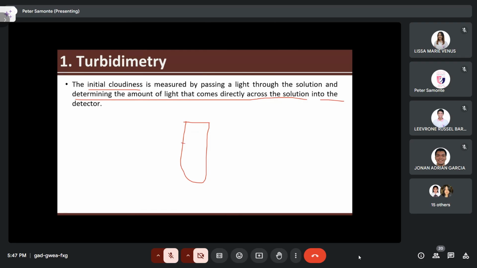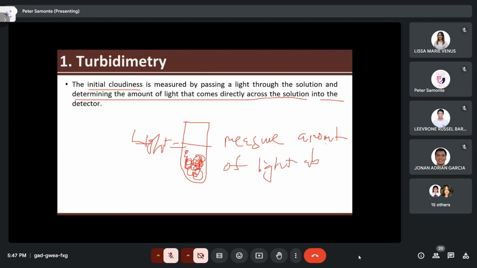For example, this is your tube. Let's say the solution is very turbid, class. You would expose this to light. The light would pass through the solution, and you would measure the amount of light able to pass through. So if your solution is more turbid, the less light would be able to pass through. While if it's clear, the more light would be able to pass through.